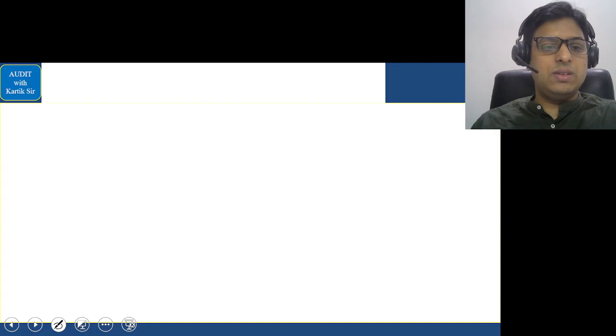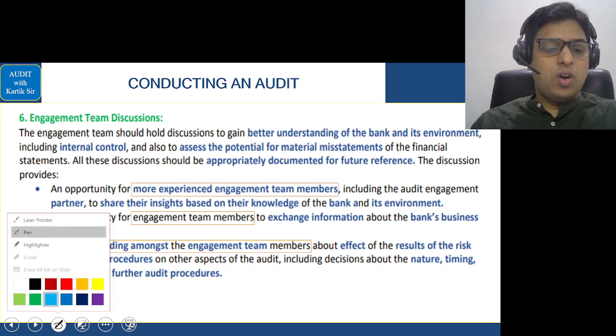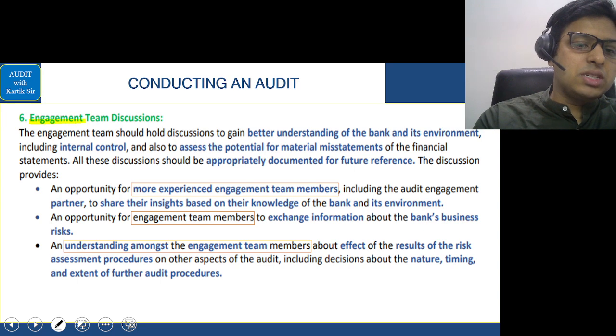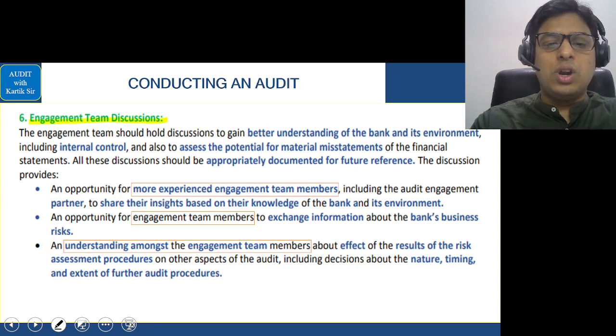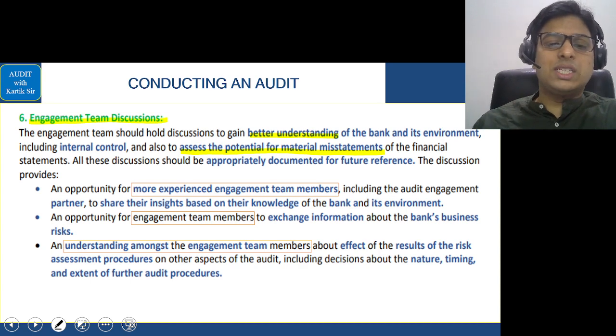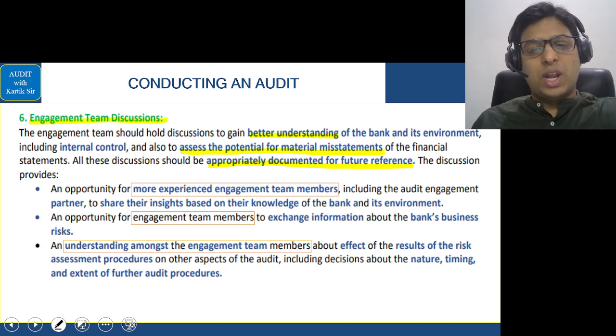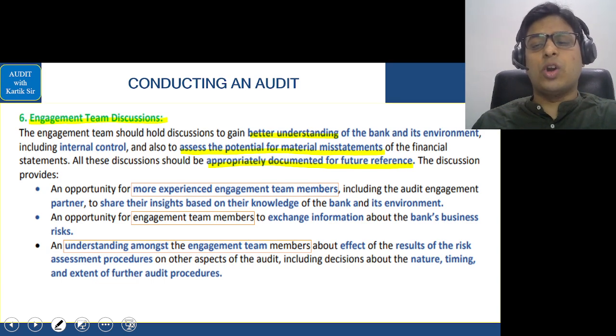Okay, everyone. Please see here. What is 6A, 6B? Very simple area. Engagement team discussions. The engagement team should hold discussions to gain a better understanding of the bank and its environment, including internal control, and assess the potential of material misstatements of the financial statements. All these discussions should be appropriately documented for future reference. So everything should be there in the audit documentation. From appropriately documented, you can put an arrow and write there SA 230. That is, the auditor's own notes should be properly documented.